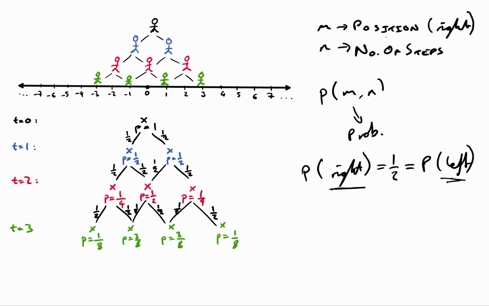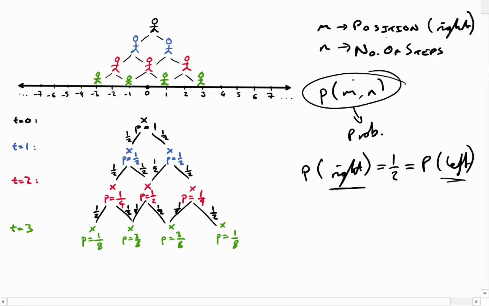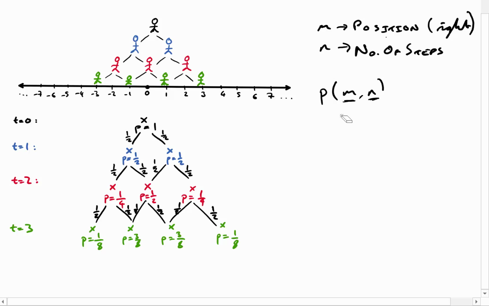So P of m, n is just the probability that I've reached a point which is m steps to the right after n time steps. Okay. So let me try and define things in a little bit more detail.